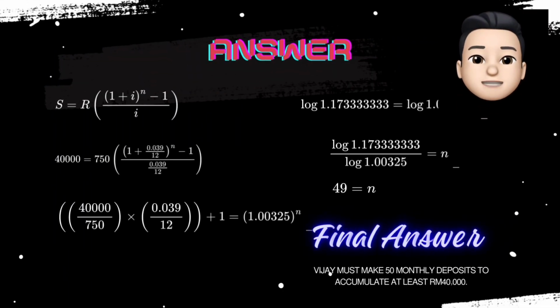Using the formula, S belongs to future value, which is what Vijay wants, 40,000 ringgit. We fill the formula with the keywords. Using the log, the answer is 49. The final answer is Vijay must make 49 monthly deposits to accumulate at least 40,000 ringgit.